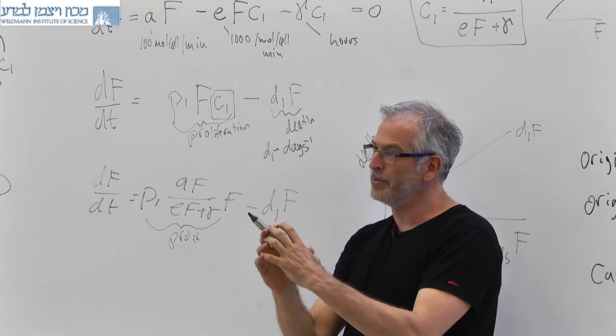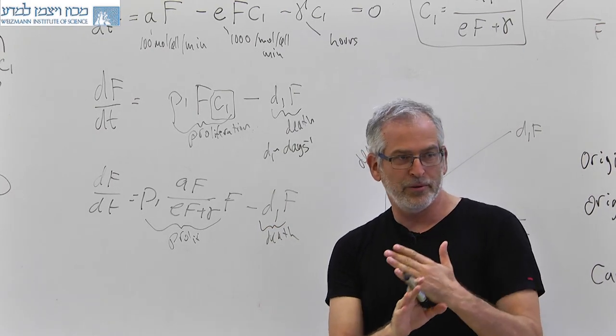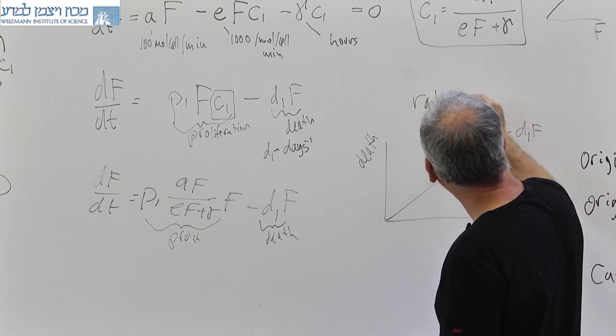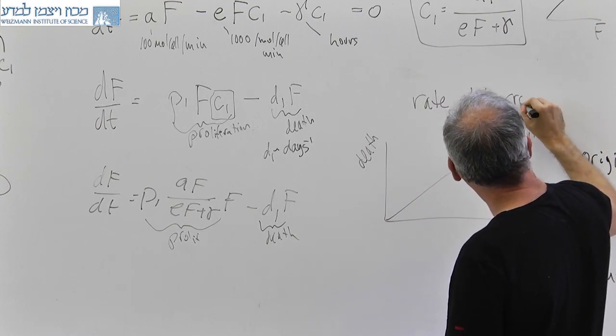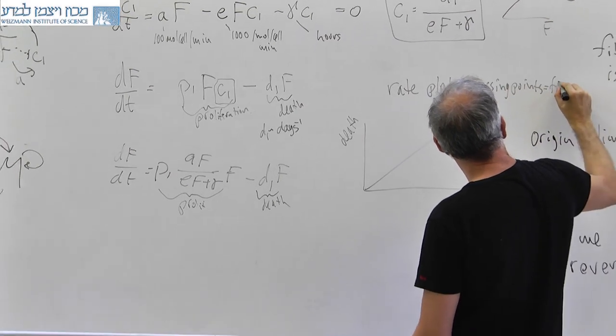And that is this fixed point. That is where the steady state is, because death equals proliferation. So these crossing points, and this technique is called rate plot. So crossing points are the fixed points.